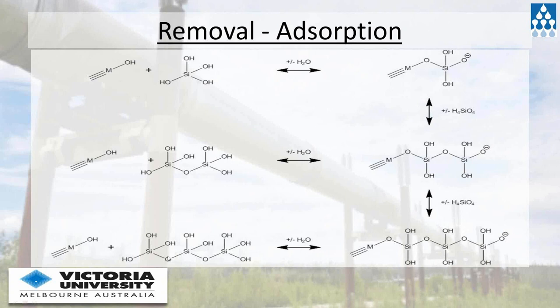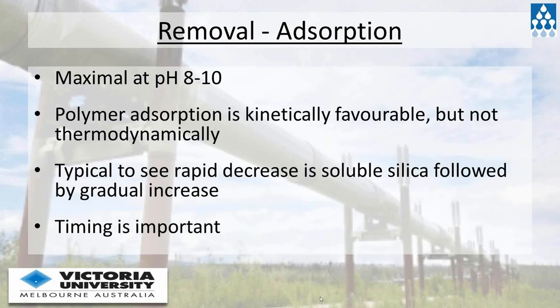So we can actually also have a trimer in solution that would react with that metal surface, but it can then start to depolymerize. And that's what seems to be seen in practice, in that the adsorption of polymers is more kinetically favorable. So we get very quick, rapid adsorption of silica. But over time, the silica concentration starts to go back up again. And that's because we see depolymerization of those chains. So the timing becomes very, very important, as I said at the bottom point here.